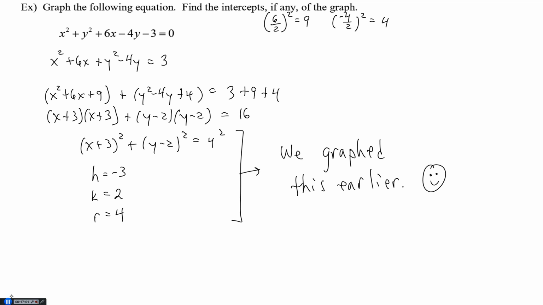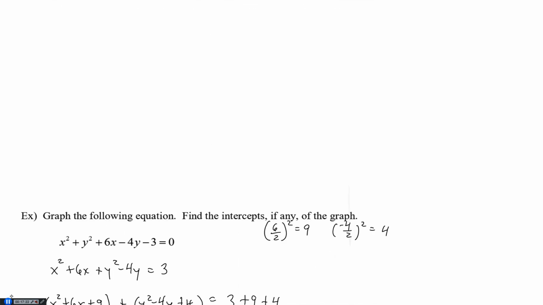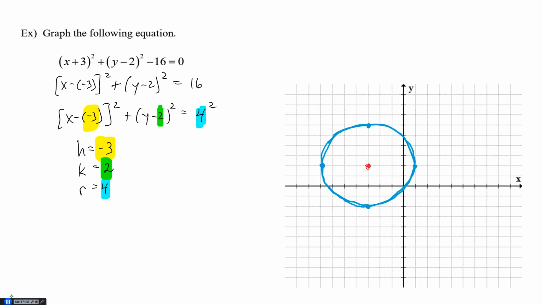So there's our x coordinate for the center, there's the y coordinate for the center, and there's the radius: negative 3, 2, and 4. We graphed that earlier, where negative 3, 2 was our center, and then we went 4 up, 4 to the right, 4 down, and 4 to the left. So we don't need to graph this one again. h was negative 3, k was 2, r was 4, and we graphed that one earlier.